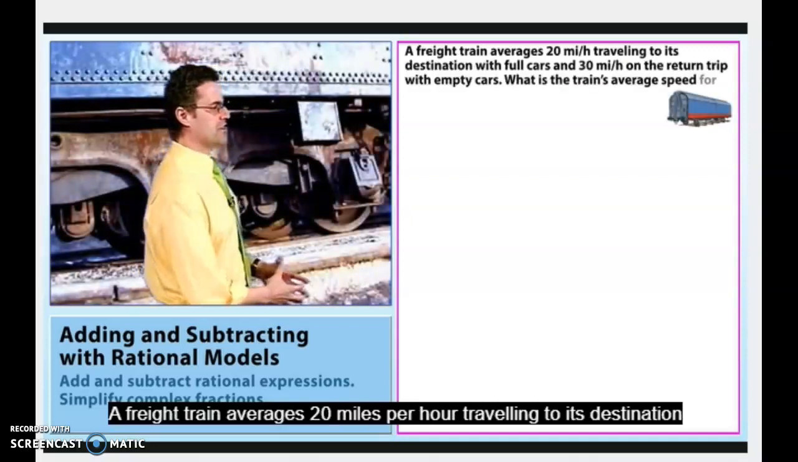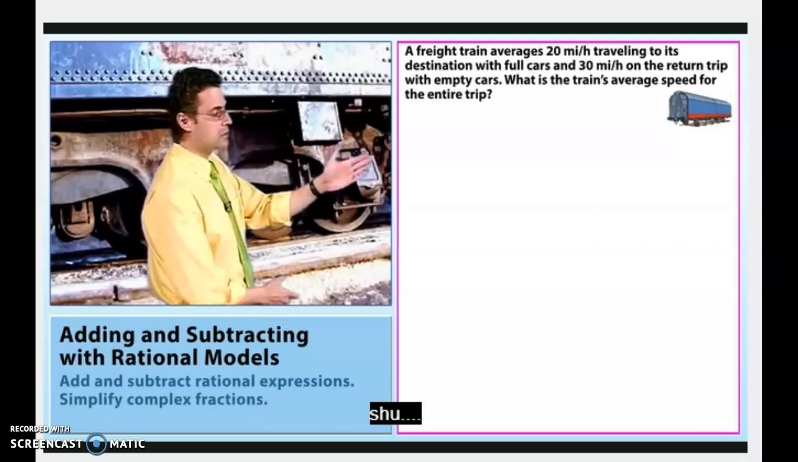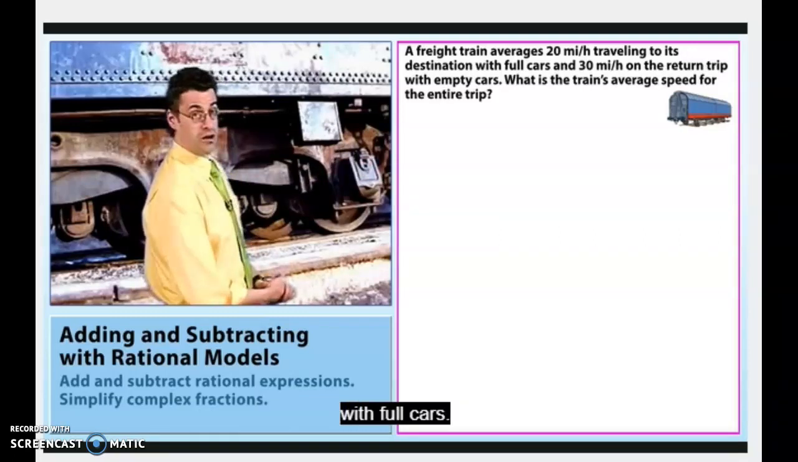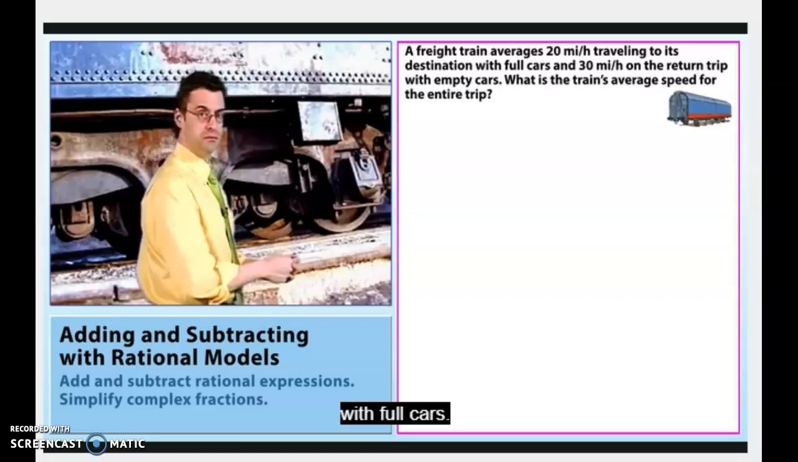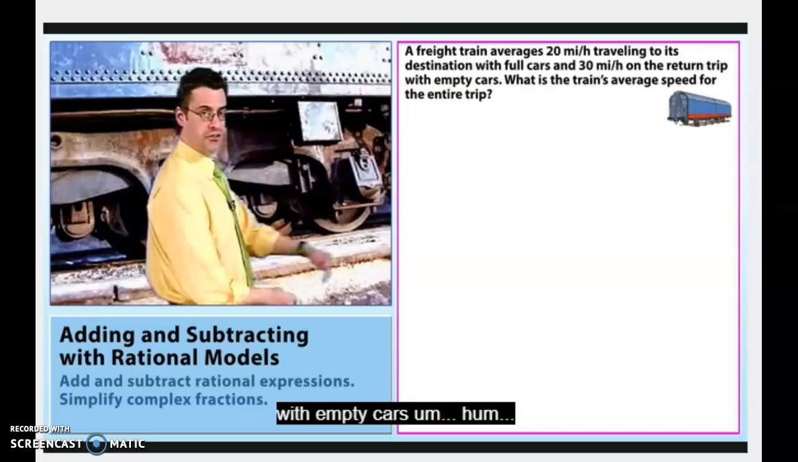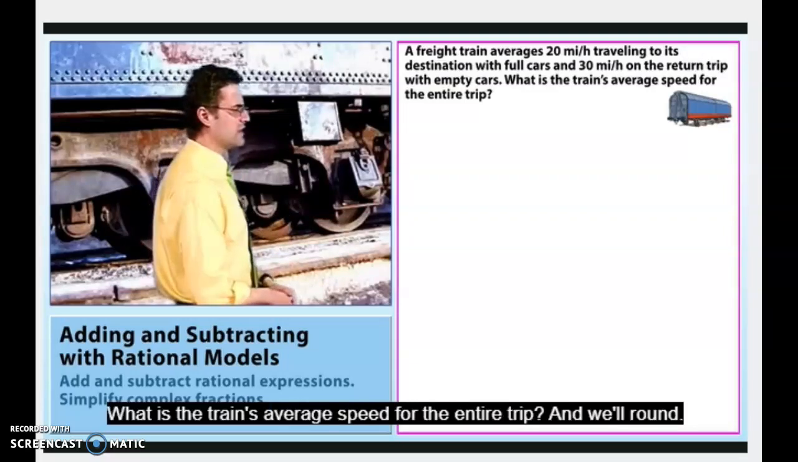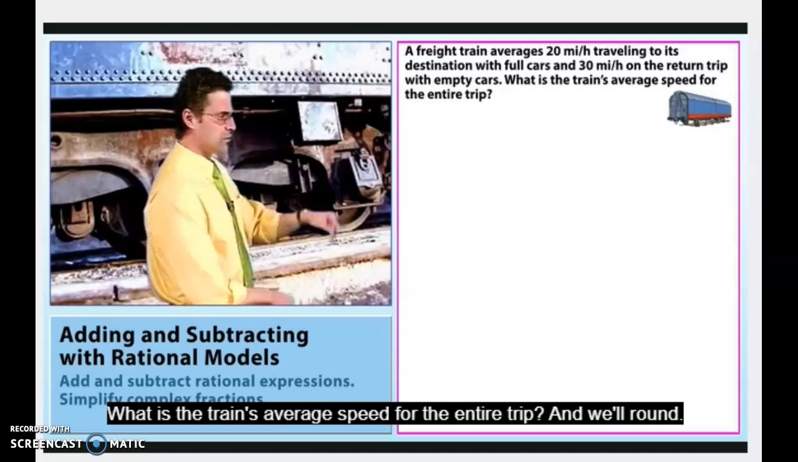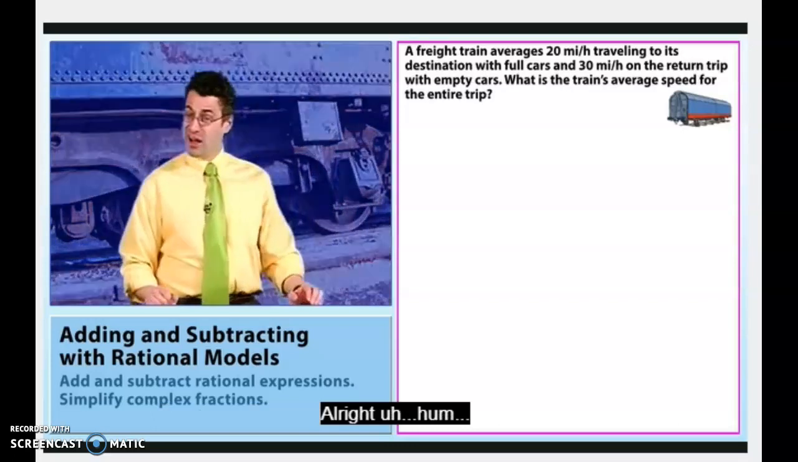Where we can see these ideas coming into play all around us. A freight train averages 20 miles per hour traveling to its destination with full cars, and 30 miles per hour on the return with empty cars. What is the train's average speed for the entire trip? And we'll round.